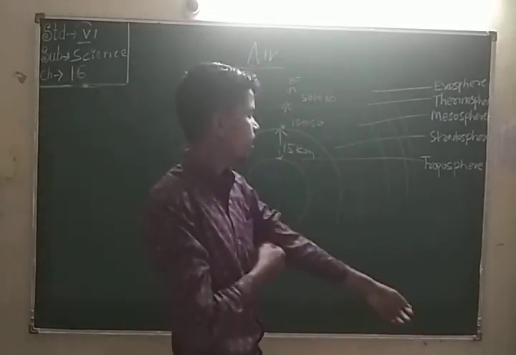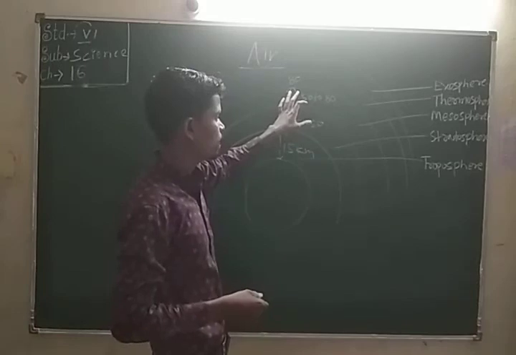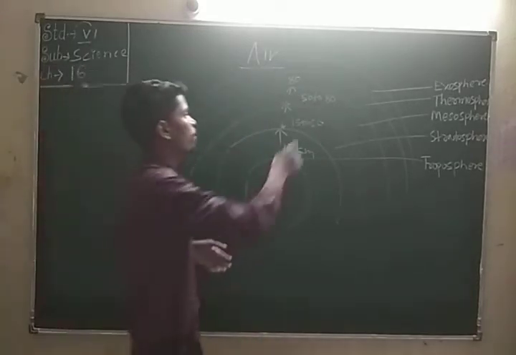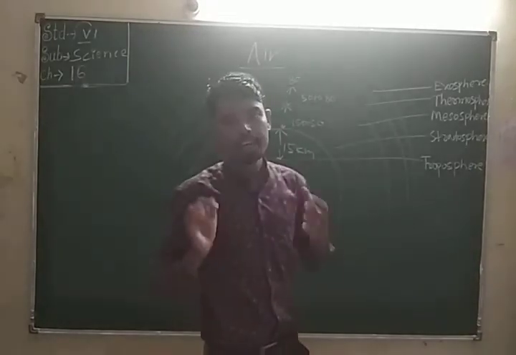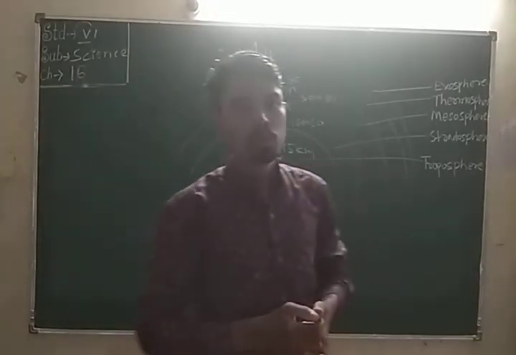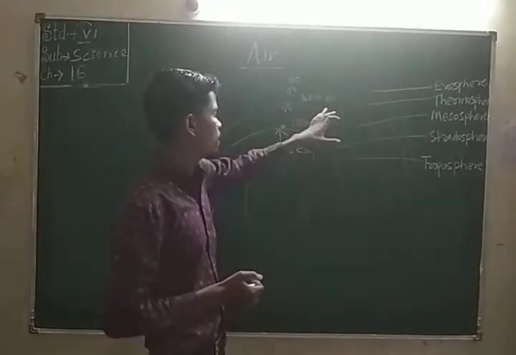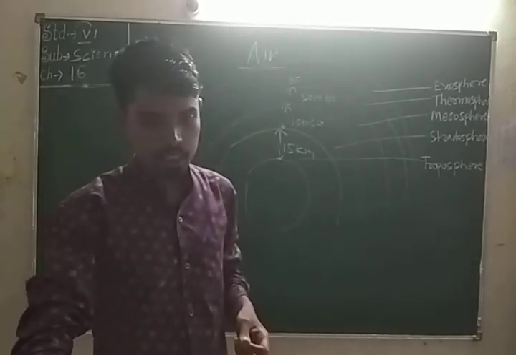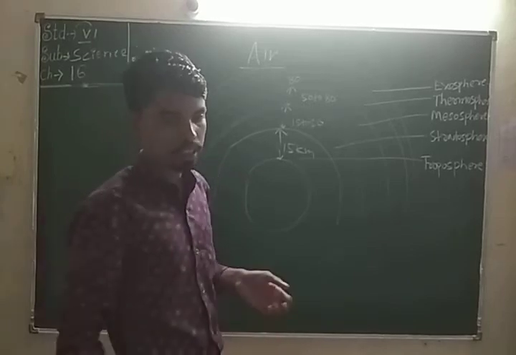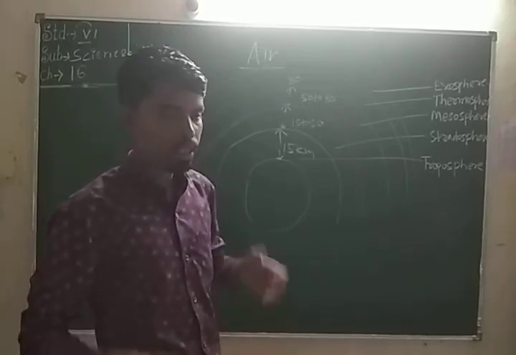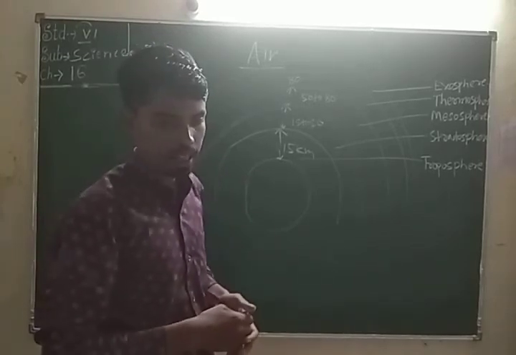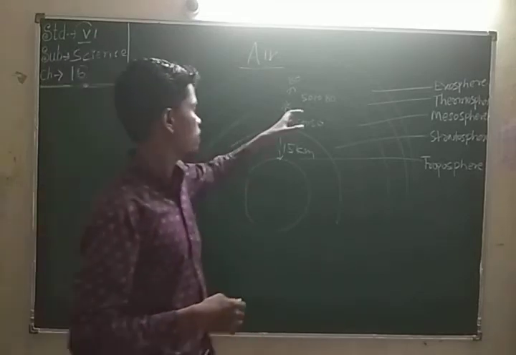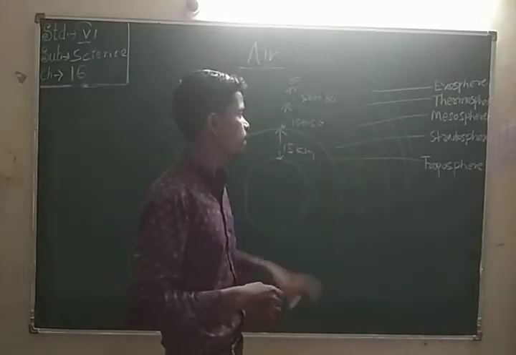Now we come to the mesosphere. The mesosphere extends from 50 km to 80 km. In this layer, heavenly bodies like meteors burn up. That is the mesosphere.